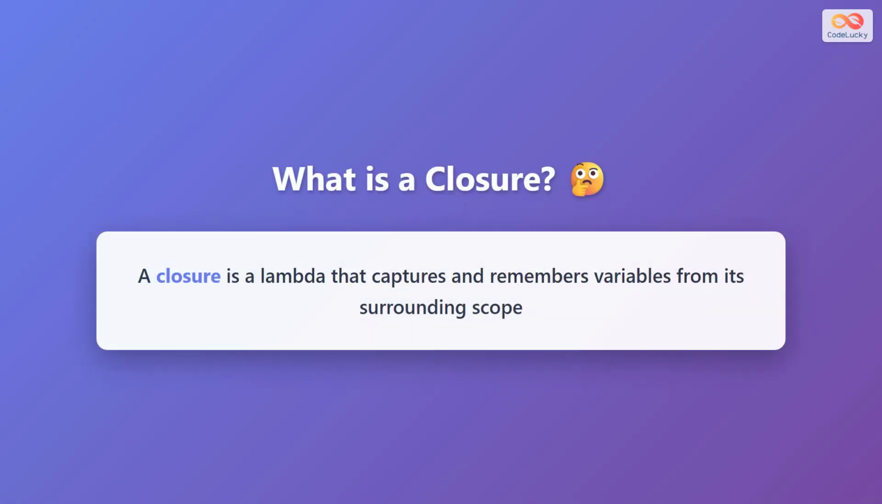So what exactly is a closure? A closure is a Lambda that captures and remembers variables from its surrounding scope. Think of it as a Lambda function that has memory. It can access variables that were defined outside of it, and it keeps those variables alive even after the function that created them has finished executing.